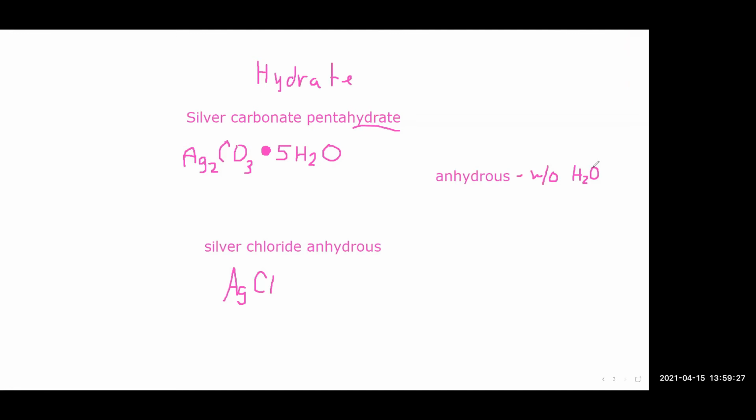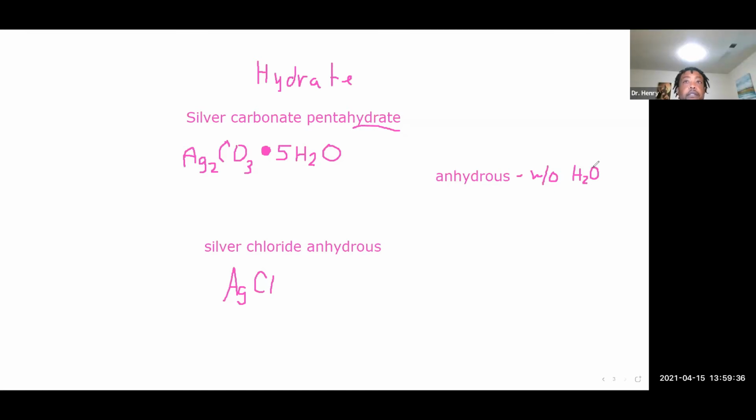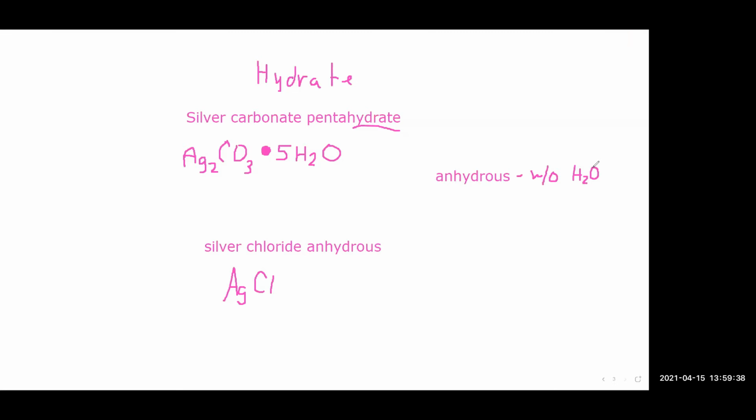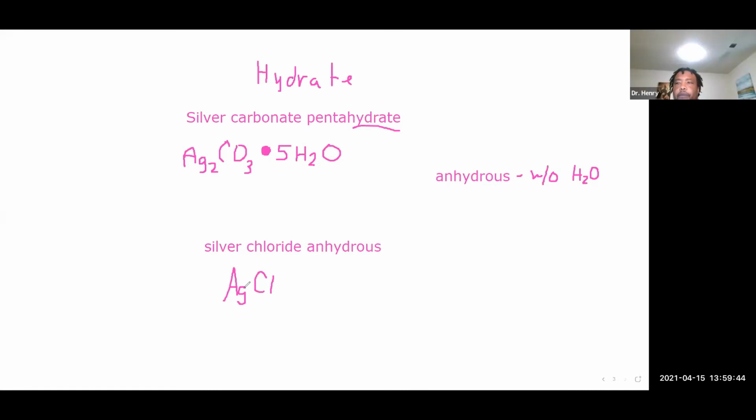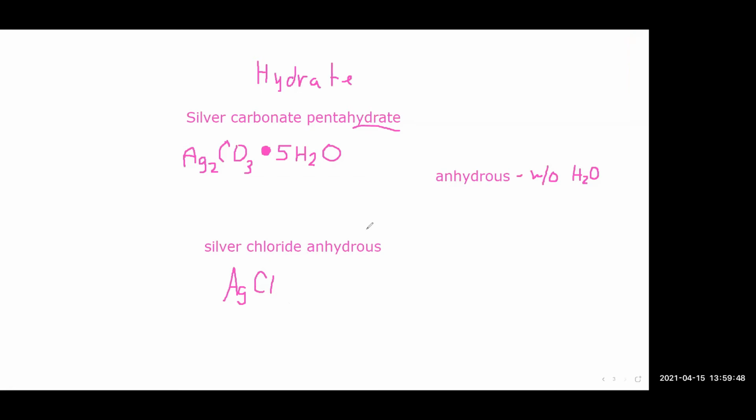Dr. Henry, how come there's not a 2 after chloride, since it's AgCl? Because it's silver chloride. So they're already balanced then, right? That's right. Because silver has a +1 charge, chloride has a -1 charge. Right, that makes sense now.